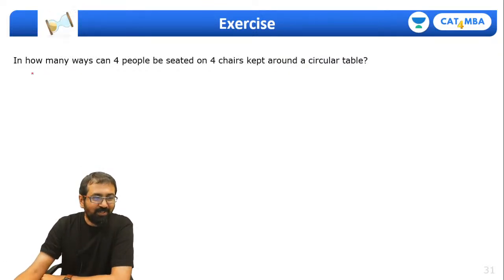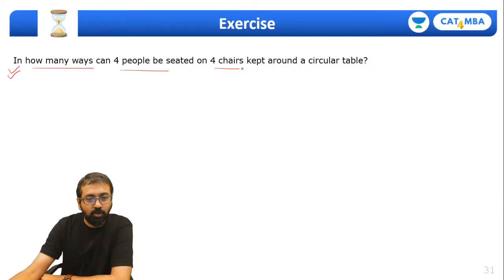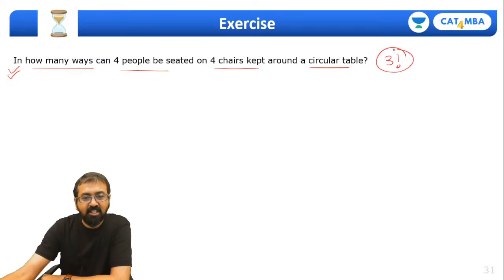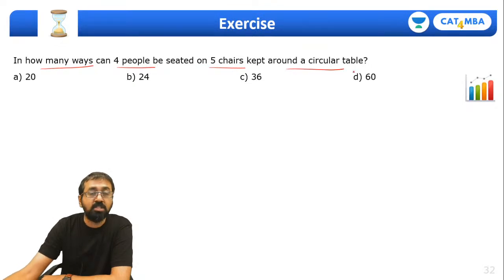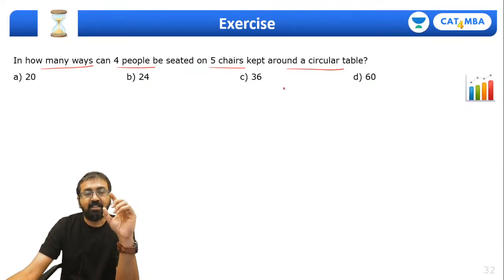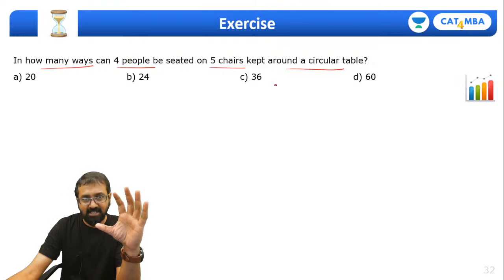Okay. So one more question for you guys. In how many ways can 4 people be seated on 4 chairs kept around a circular table? Of course, it will be 3 factorial. So this was a simple question. Let me give you a tricky question. In how many ways can 4 people be seated on 5 chairs kept around a circular table? Now please understand, the number of chairs is more and people are fewer.